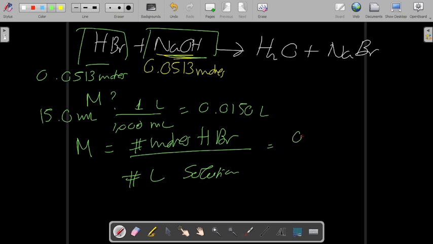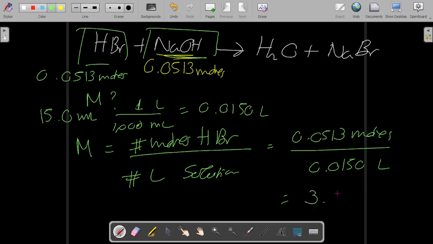Number of moles, 0.0513 moles divided by the 0.0150 liters. And if I do that, I can find out that my concentration for that bottle that was unknown is 3.42 molarity, moles per liter. And that concludes that kind of a problem.